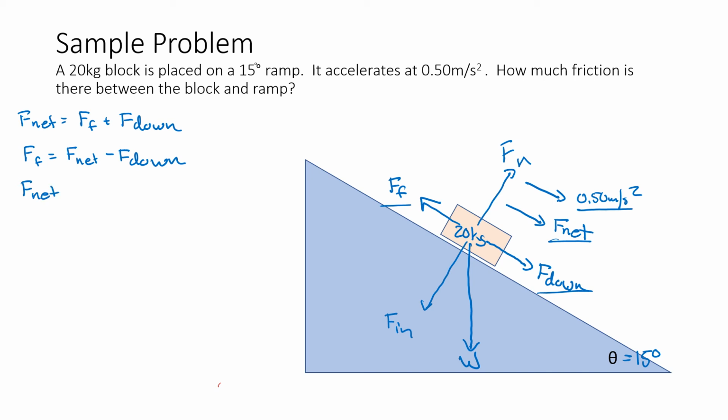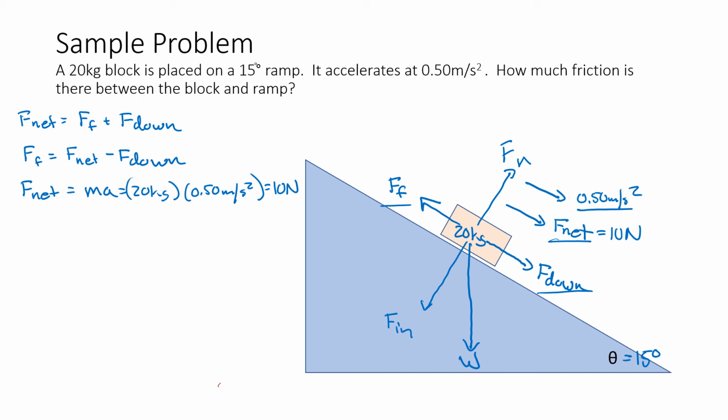Net force is just m times a. It's Newton's second law. What is the net force acting on the object? Well, that's its mass times the rate of acceleration. In this case, the mass is 20 kilograms. The rate of acceleration is 0.50 meters per second squared. And that means that we have a net force of 10 newtons pushing the block down the ramp. So that means a combination of friction and the force pulling it down results in just 10 newtons worth of net force acting on that block.